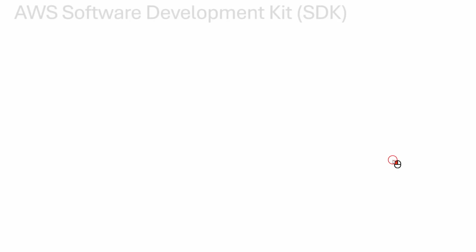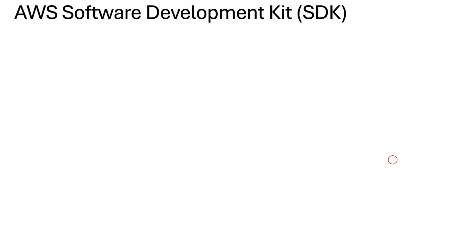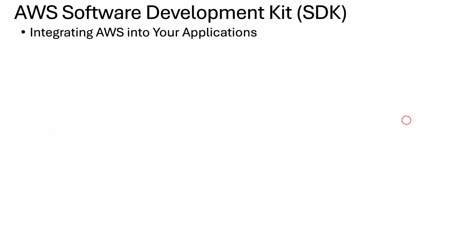And finally, we will talk about the AWS Software Development Kit, that is the SDK. If you are building applications that need to interact with AWS services programmatically, the SDK is your tool. For example, you are writing Python code, or Java code, or .NET code, or whatever it is. Your application wants to access some AWS resource, for example, read some data from AWS S3 or some database in AWS, right? It has to access the AWS service and get the data. So it's like integrating AWS into your applications.